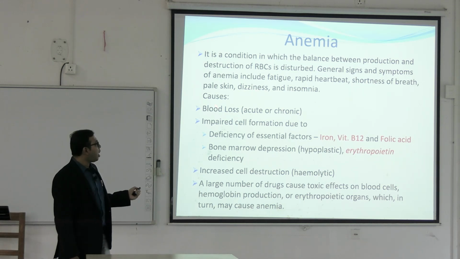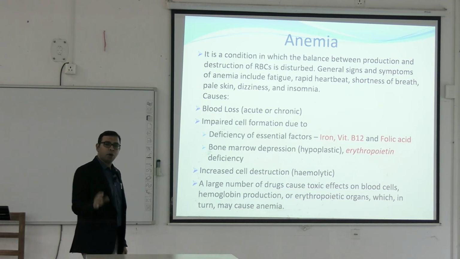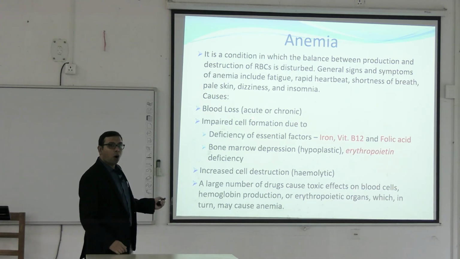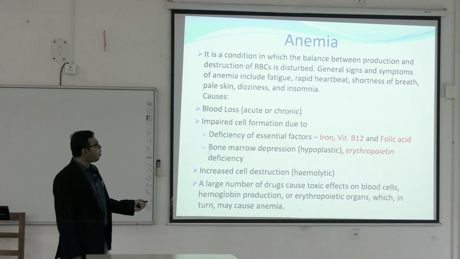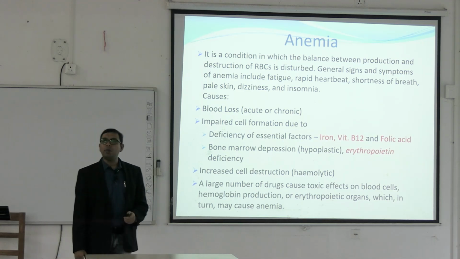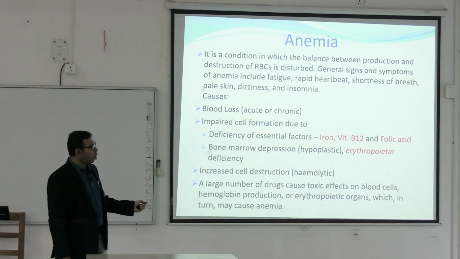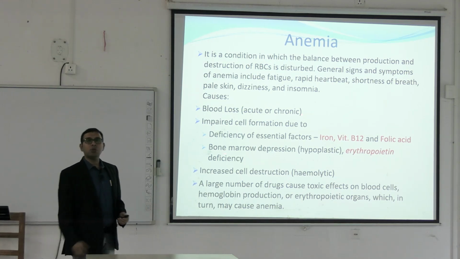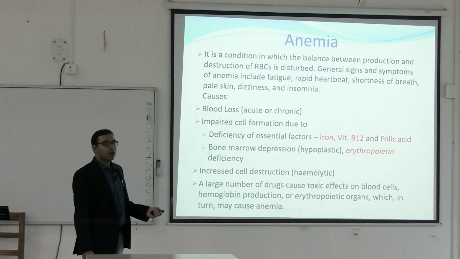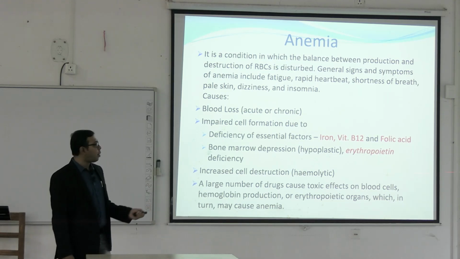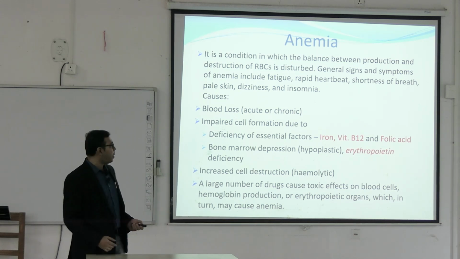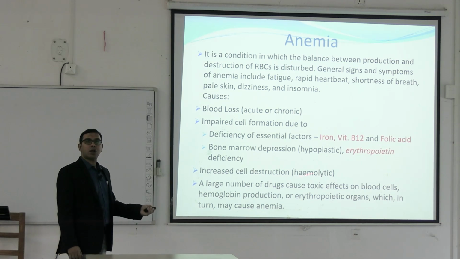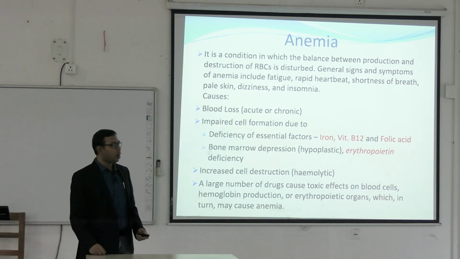All this happens due to the anemia. Anemia may be due to blood loss, most commonly chronic blood loss, or some acute blood loss, such as a road traffic accident. Impaired cell formation happens due to iron, vitamin B12 or folic acid deficiency, or bone marrow depression due to some disease like aplastic anemia, or erythropoietin deficiency, so erythropoiesis will not happen. Or there may be increased cell destruction, known as hemolytic anemia.